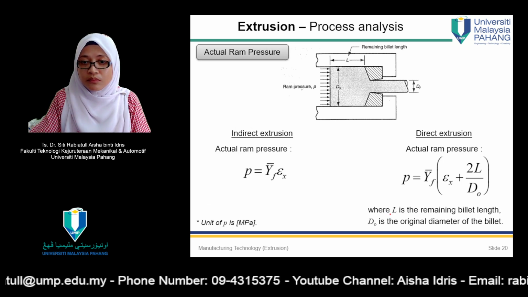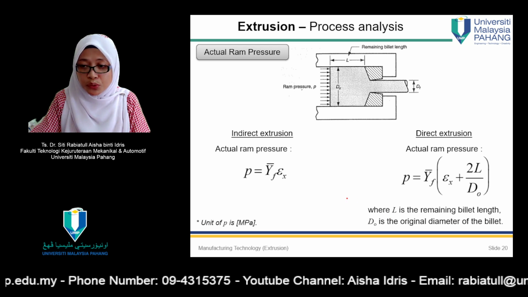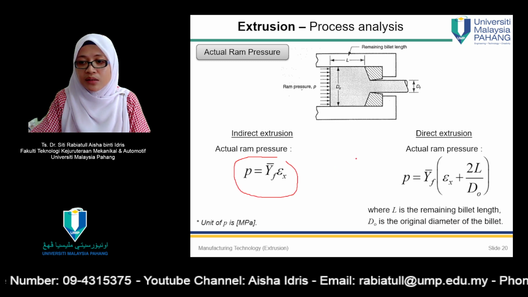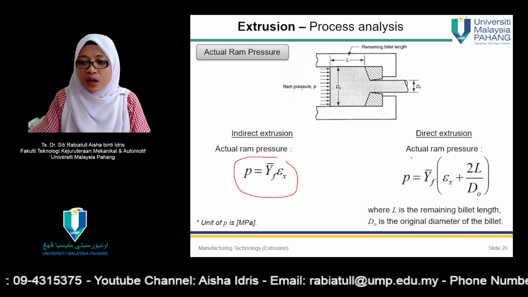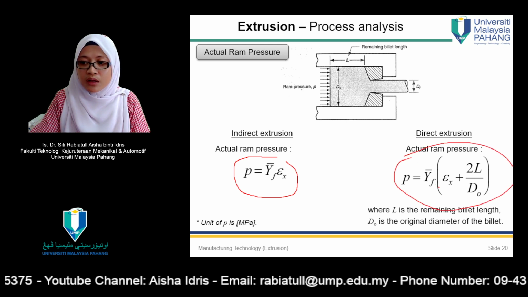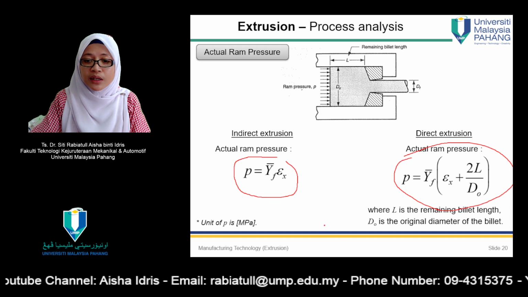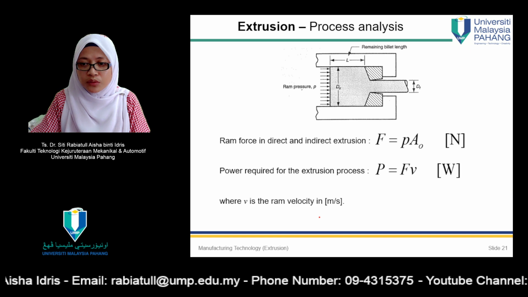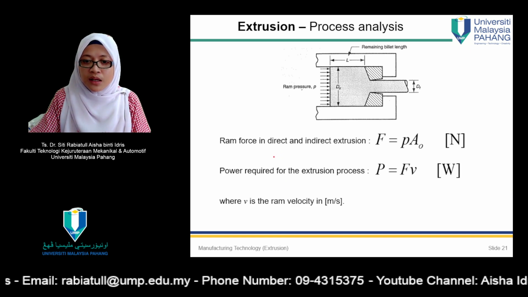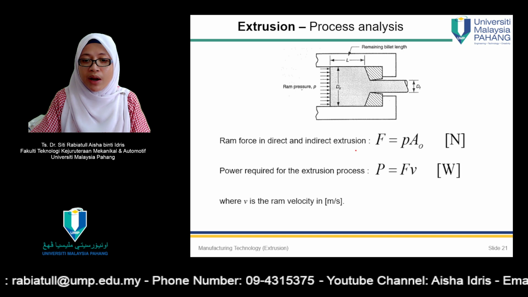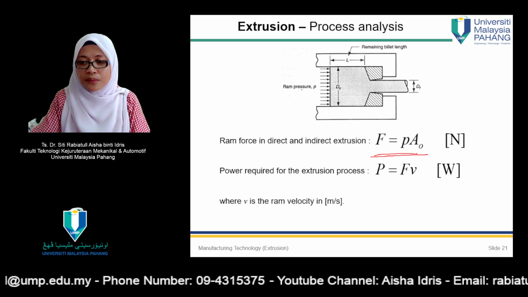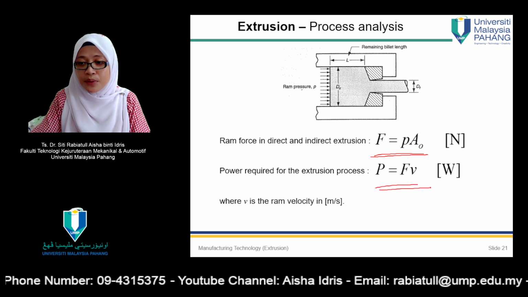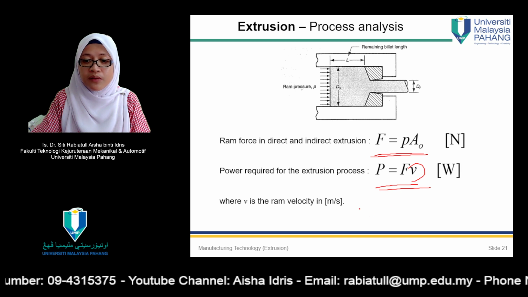So for indirect extrusion, the formula for the actual ram pressure is like this, whereas for direct extrusion, the actual ram pressure is like that. Other than that, the ram force for direct and indirect extrusion is set as here, whereas the power required for the extrusion process is P equals FV. V is actually the velocity of the ram.